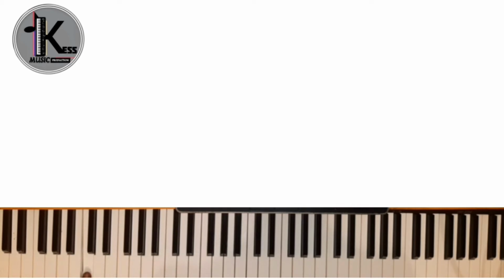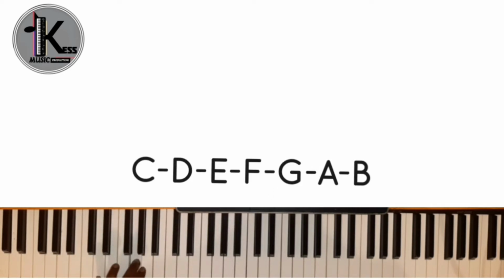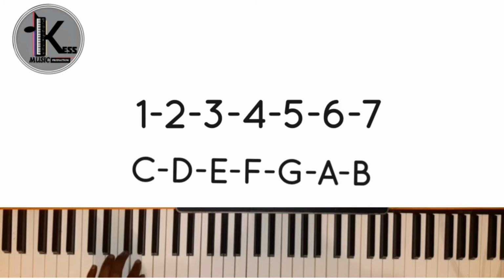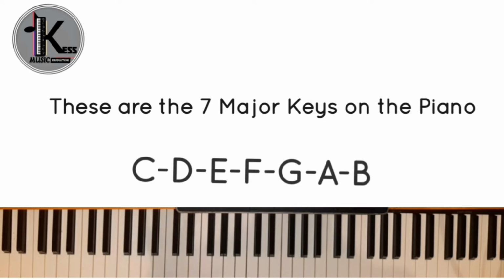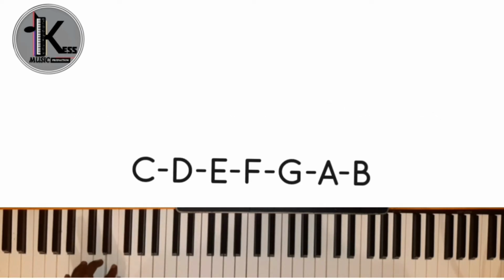Going through my left hand, extreme left here, I'll explain. This first key is called C, just like we have in our alphabetical order. The second key is called D. This third key is called E. F, G, A, B, and I'm back to C. So let me go again. C, D, E, F, G, A, B. Let me count it: 1, 2, 3, 4, 5, 6, 7. So these are the 7 major keys on the keyboard. C, D, E, F, G, A, B.